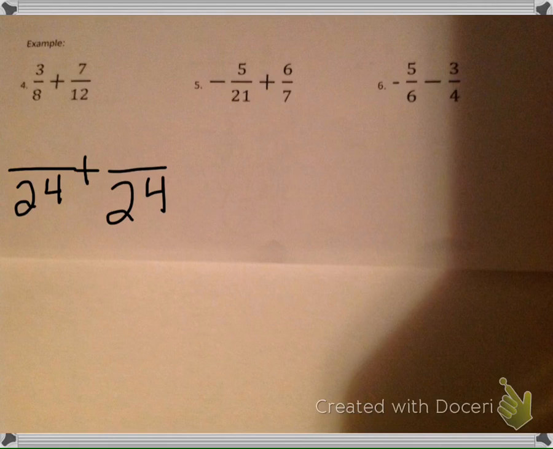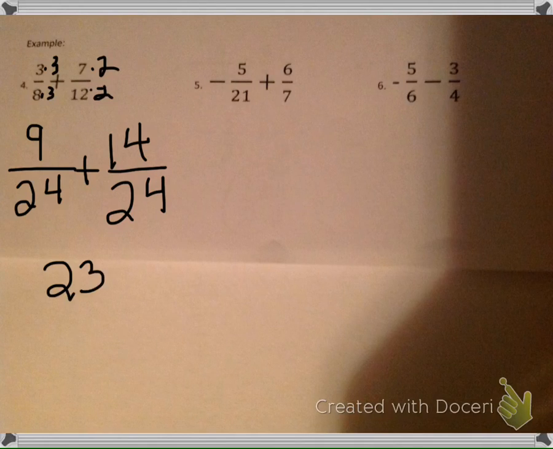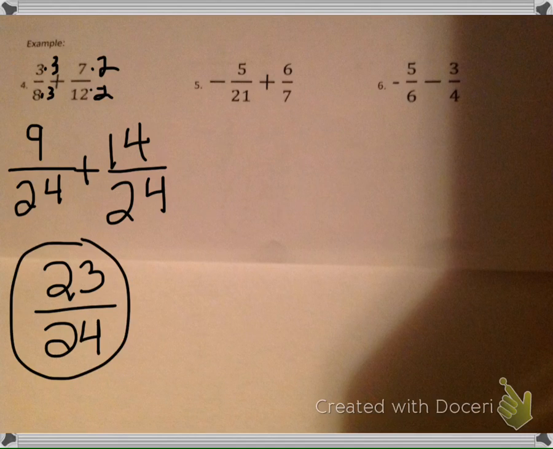Okay, we have 8 times 3 is 24. So 3 times 3 would be 9. And then 12 times 2 is 24. So 7 times 2 is 14. So we have 9/24 plus 14/24. Okay, and now you're just going to add your 9 and your 14. And 9 plus 14 is 23 over 24. And if you could simplify that, you would, but it's already simplified, so we're good.